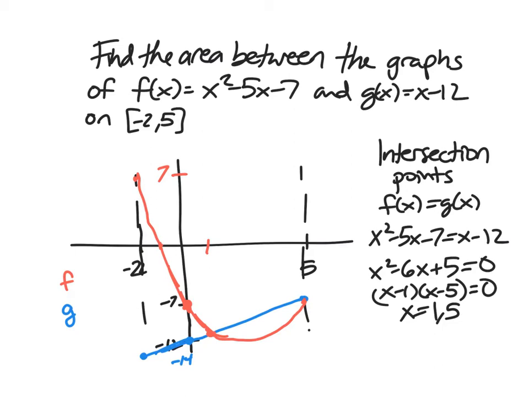And so we have two different regions that we're talking about here, right? We have this region over here between them where f is on top. And then in the yellow, we have this region over here where g is on top. And so what do you think we do? Well, we're going to just split our integral right here at 1.